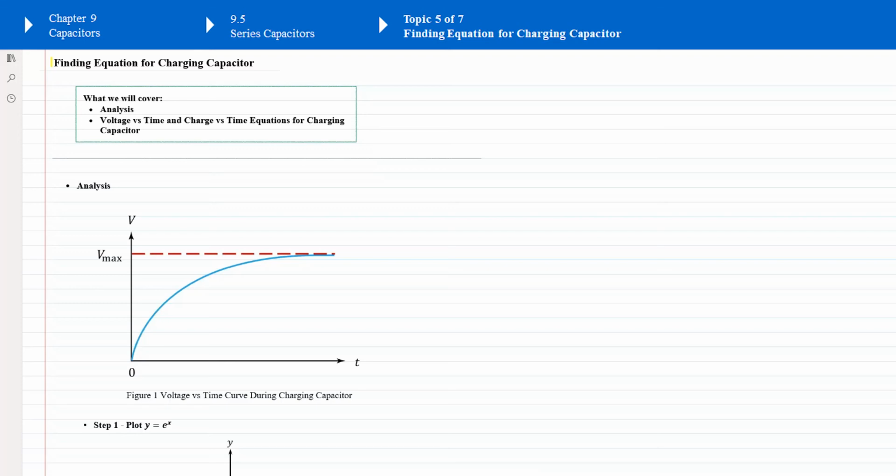This lesson, we learn how to find the voltage equation for a charging capacitor. Once we know the voltage equation, we can get a charge equation. The charge equation is almost the same.